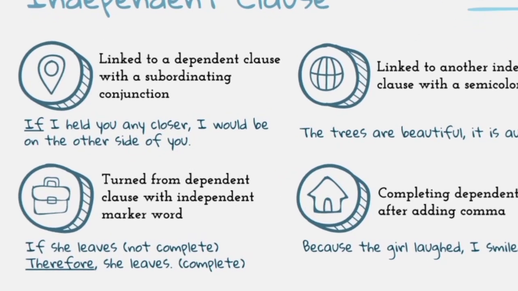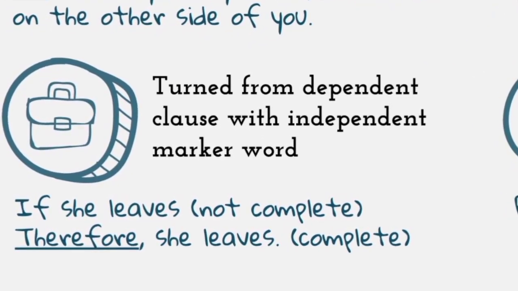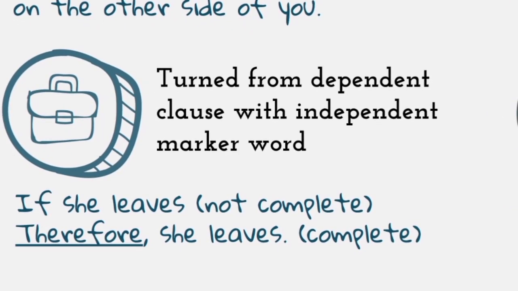Three: form a dependent clause with an independent marker word. Independent marker words are another way to connect clauses. These words are used at the beginning of an independent clause. For example, "if she leaves" is not a complete sentence. So it has to be added with "therefore". So "therefore she leaves" is a complete sentence.